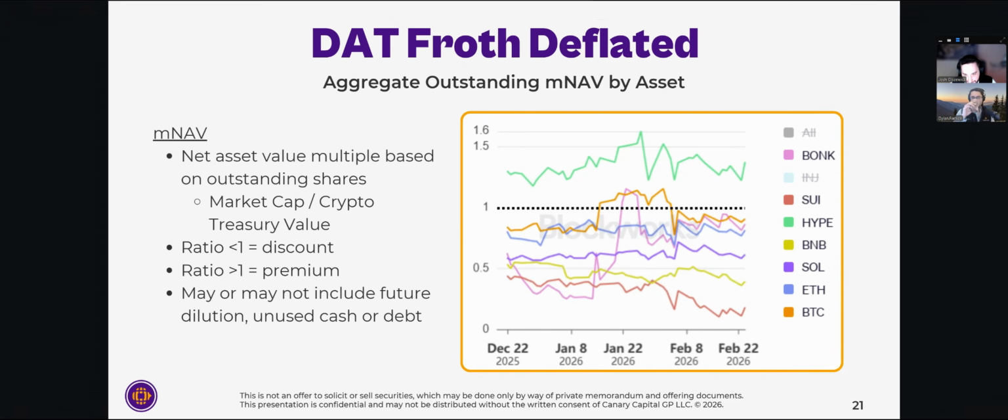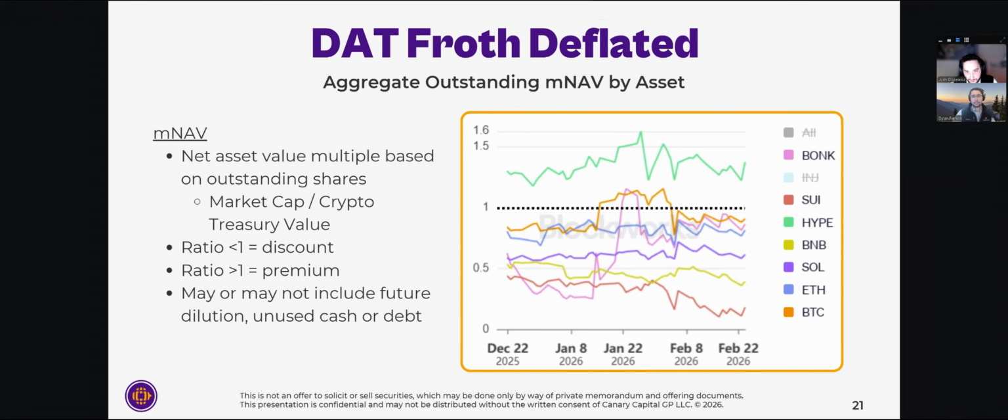DATs came on the scene in a hot way last year, summer and into fall. Most of them at this point have deflated. I'll let Dylan explain MNAV, but the TLDR here is all of these, on aggregate, for the most part, are now below their market cap value relative to their treasury value. So that means an MNAV below 1, basically they're at a discount.